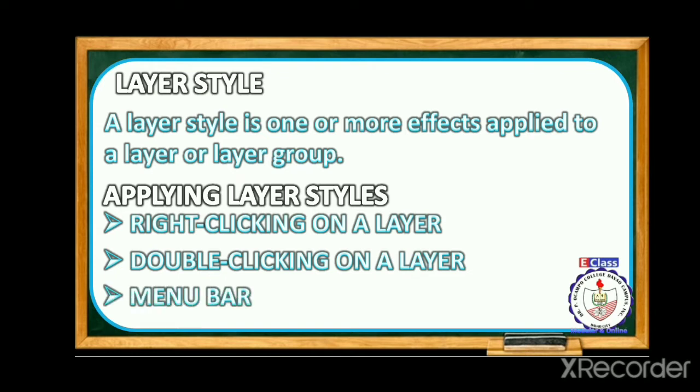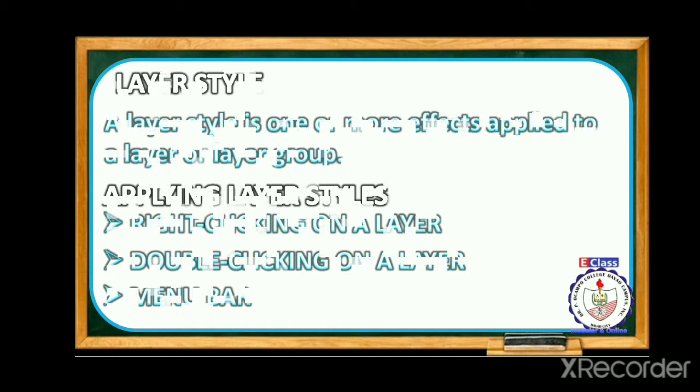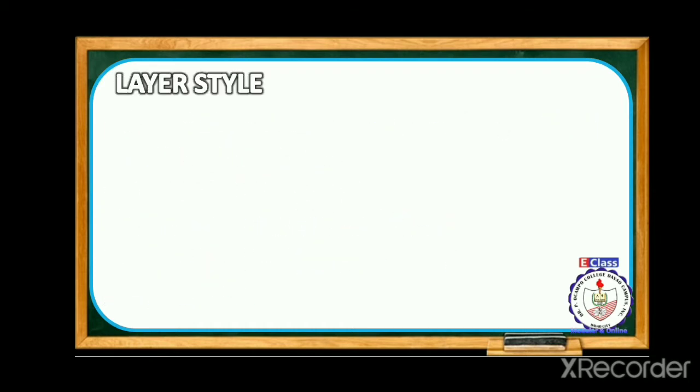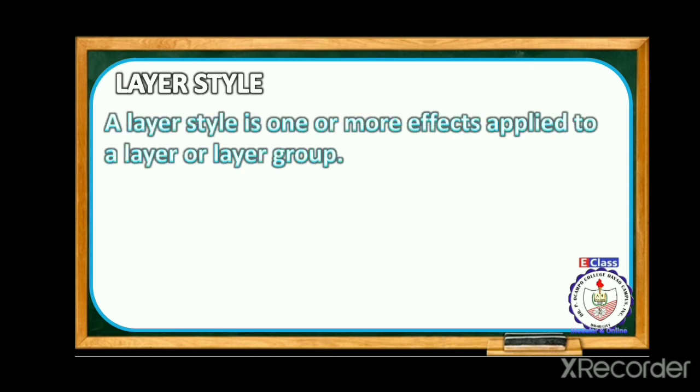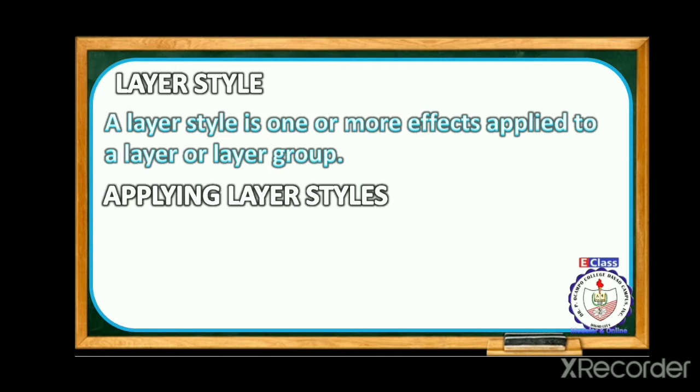Third is the menu bar. Click Layer and then Layer Style. You can find each individual layer effect, such as drop shadows, inner shadows, etc., as well as an option to open up the layer style dialog window, or blending options. And this is the layer style, one or more effects applied to the layer groups.